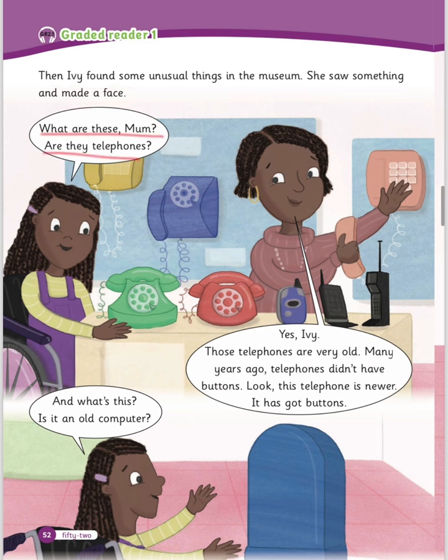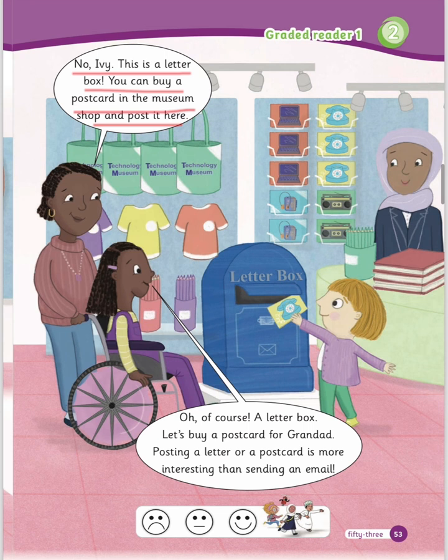What are these, Mom? Are they telephones? Yes, Avi. Those telephones are very old. Many years ago, telephones didn't have buttons. Look, this telephone is newer. It has got buttons. And what is this? Is it an old computer? No, Avi, this is a letterbox. You can buy a postcard in the museum shop and post it here. Oh, of course, a letterbox. Let's buy a postcard for Granddad. Posting a letter or a postcard is more interesting than sending an email.